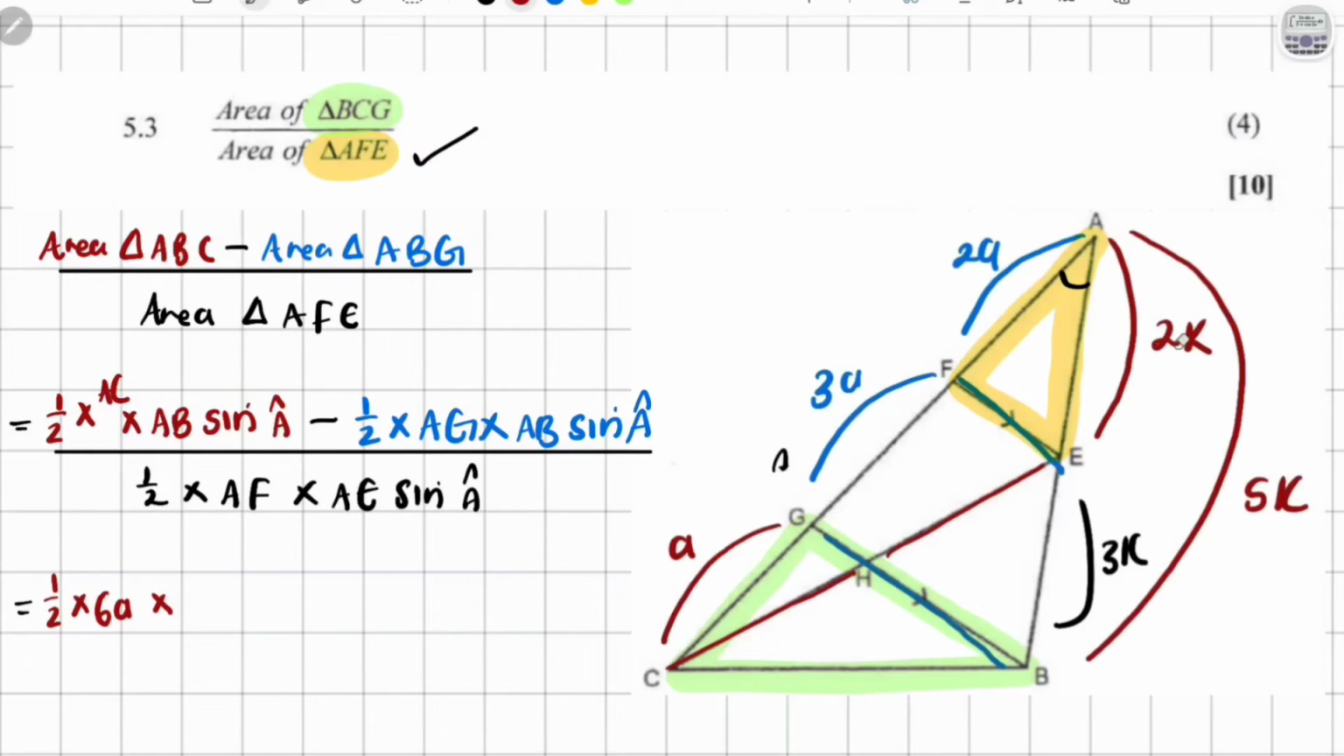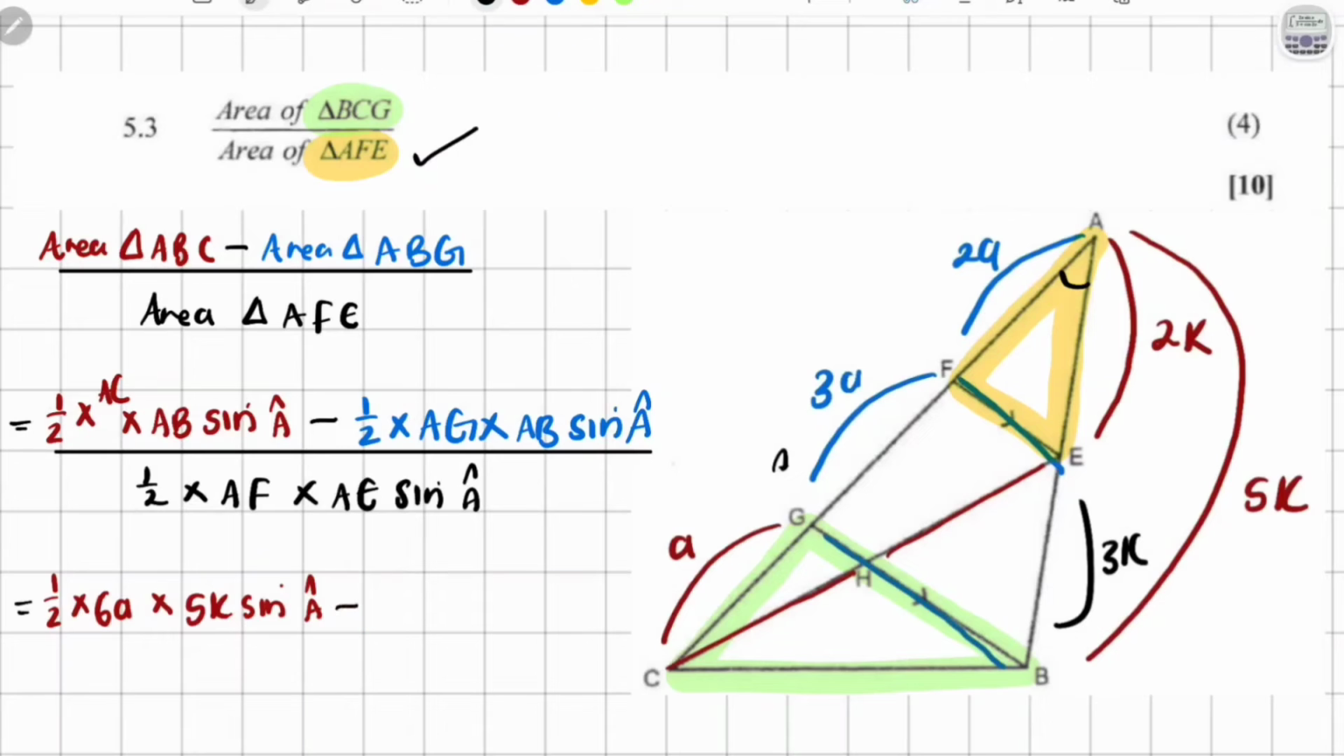You just have to put them in terms of something. It can be A and B. It's still fine as well. Okay, so then we have times AB, which is made up of 2k and 3k, but you can see the total is 5k. So times 5k sine of angle A.